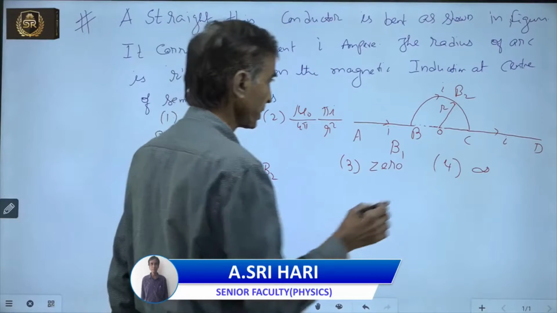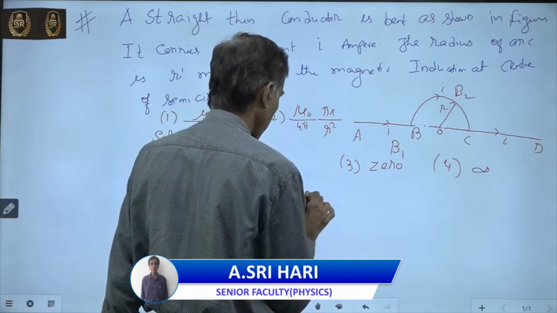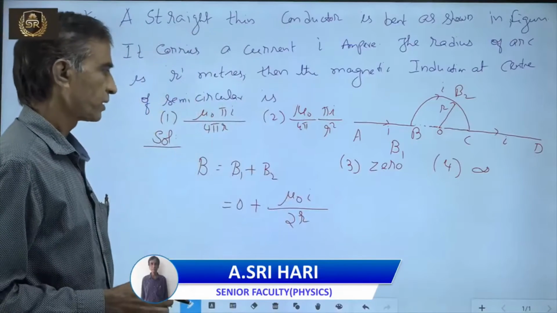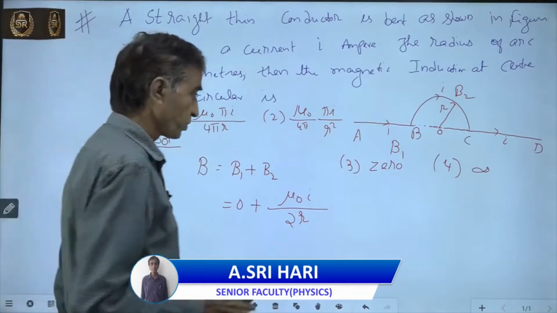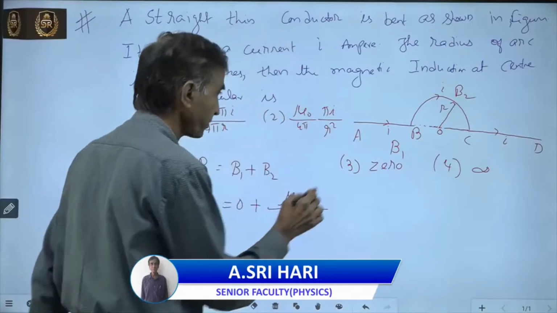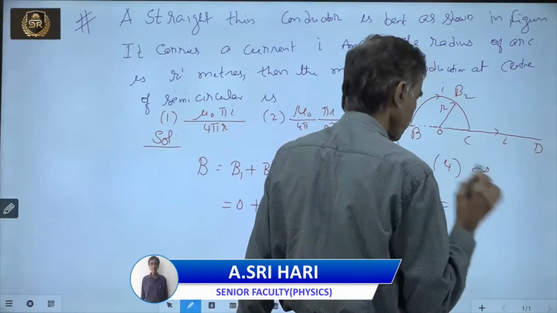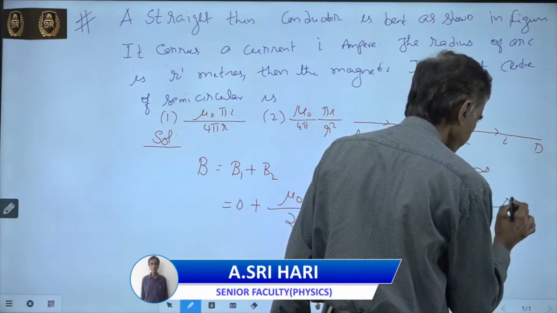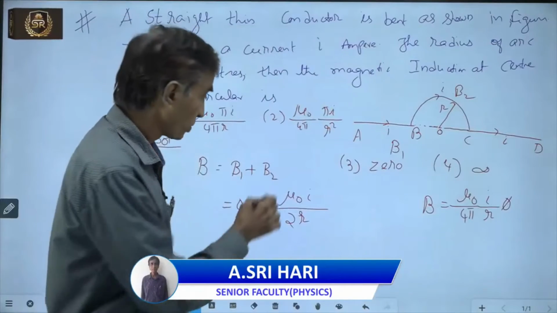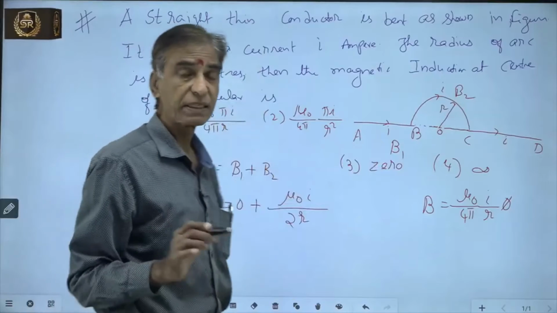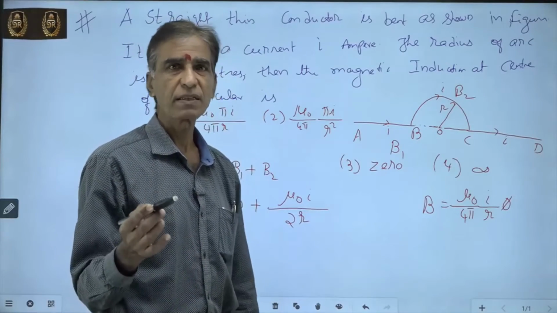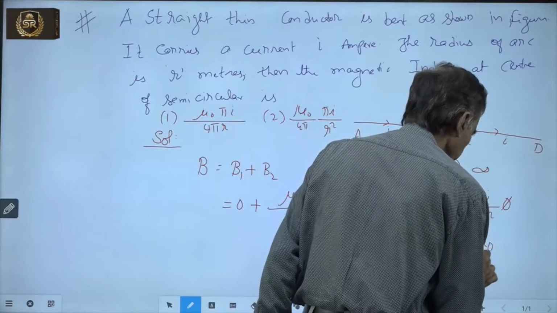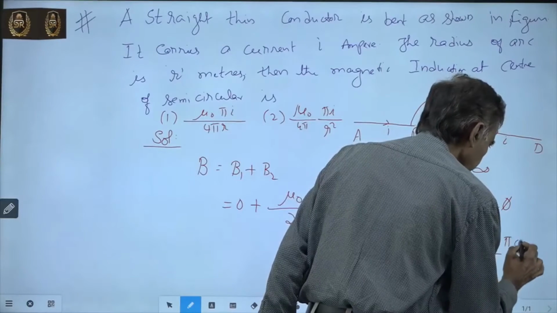For a semicircle, we already know the magnetic field at the center is mu naught I by 2r. But see the answers given here. That is very important, so we have to modify this part. The magnetic induction will actually be, what is our general formula? Mu naught by 4 pi into I by r into phi. When the answer is in terms of pi, we go for the general formula. For a semicircle, phi, the angle made by the arc at the center, is pi. Therefore, this part will become mu naught by 4 pi into pi into I divided by r.